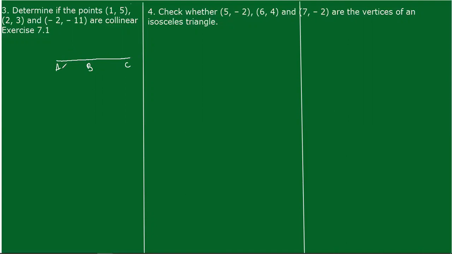And one more thing: if we add the distances AB and BC, that must be equal to AC. The condition is AB plus BC is equal to AC. If the points satisfy this condition, we can call them collinear. So now we have to check the distances AB, BC and AC. If AB plus BC is equal to AC, they are collinear, or else not.